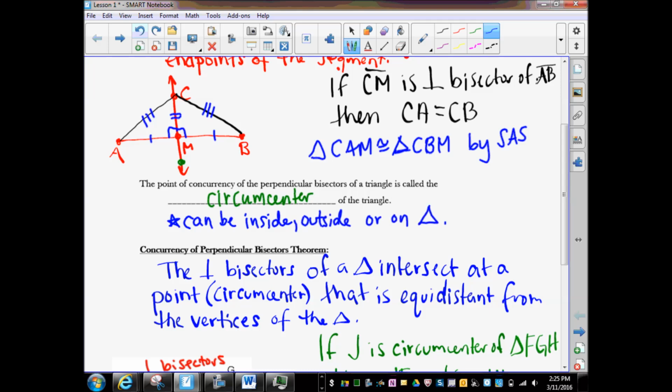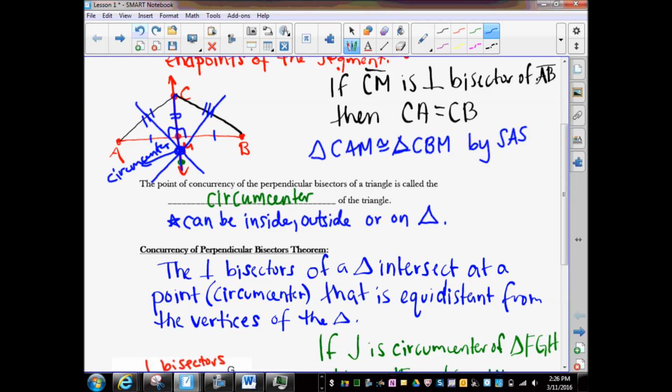So the construction that I had up on the board, our circumcenter is actually outside. If we look at this triangle that's up here, my perpendicular bisector is here. Perpendicular bisector over here is probably about like that. Perpendicular bisector over here is probably about like that. So here my circumcenter is outside. So there's an example. Okay. So just know that circumcenters can be inside, outside, or on the triangle.